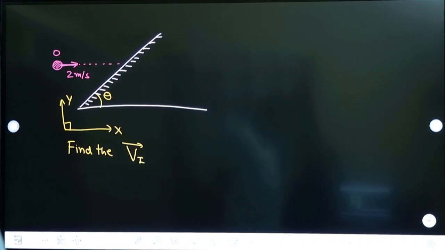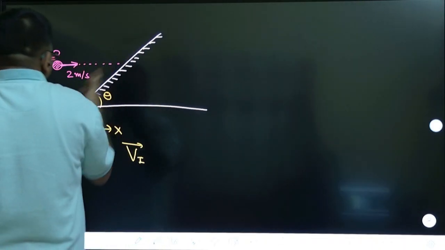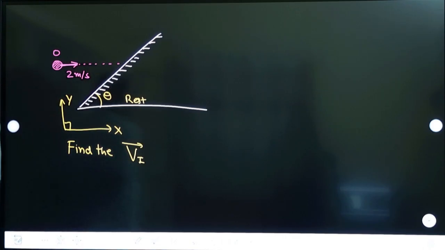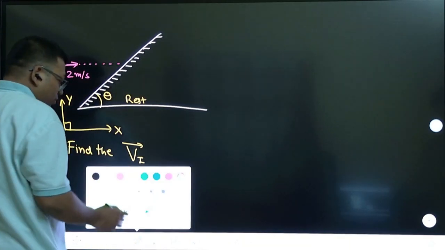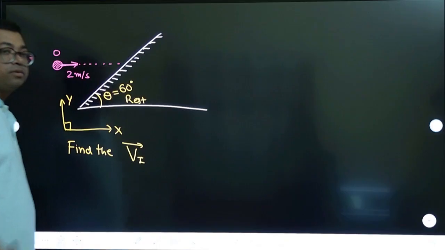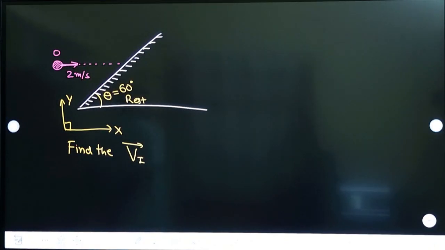Yeah, the mirror is not moving here. The mirror is at rest. It's an inclined plane. If you can solve this question, that means you have understood it. Also take the angle value as 60 degrees. Nishant, you also try. Both of you try this question.